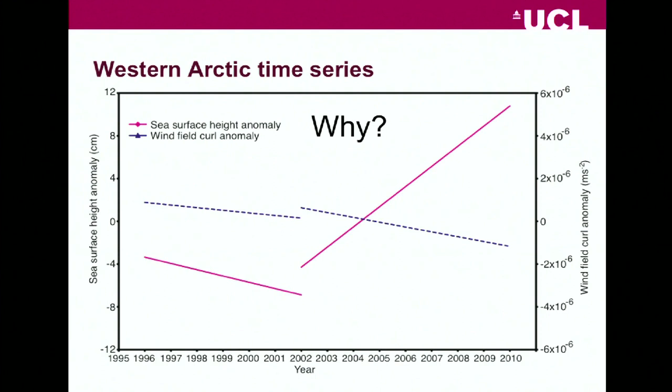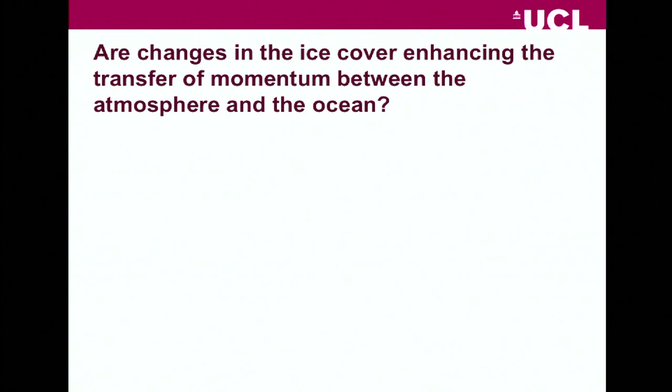Ekman transport and changes in that Ekman transport aren't the only things that control the storage of fresh water. You could think about other things like lateral advection of water coming in from the sides or changes in mixing. But another, I think, quite interesting question is, are changes in the ice cover affecting how the winds stir up the ocean?